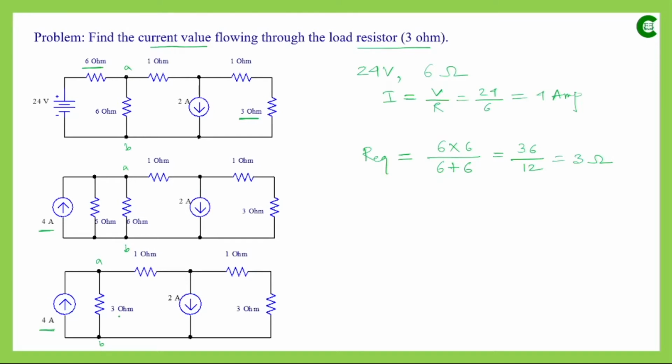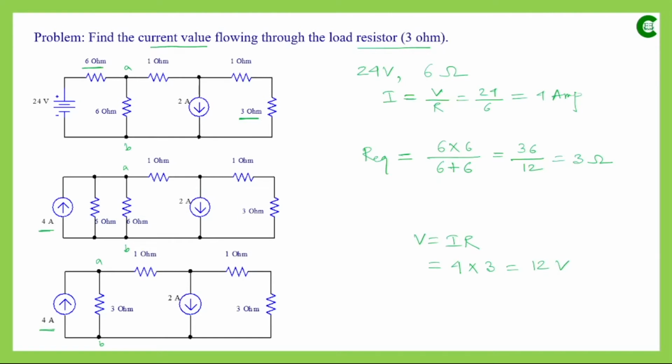So here we can transform this current source into a voltage source, and again they will obey Ohm's law. The voltage value will be I multiplied by R. This time the current value is 4 ampere and the resistance value is 3, so it will be 12 volt.